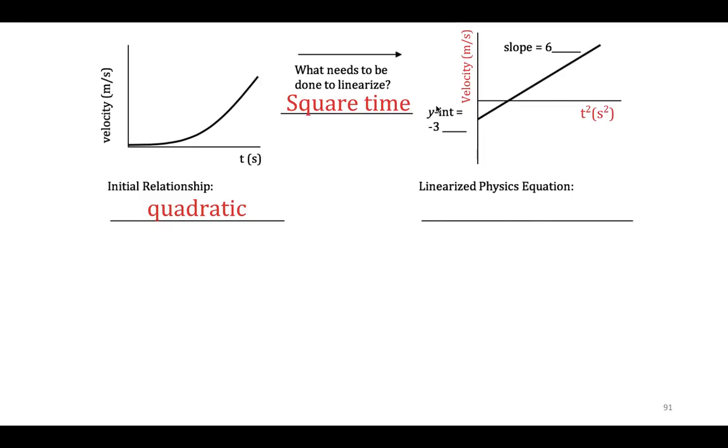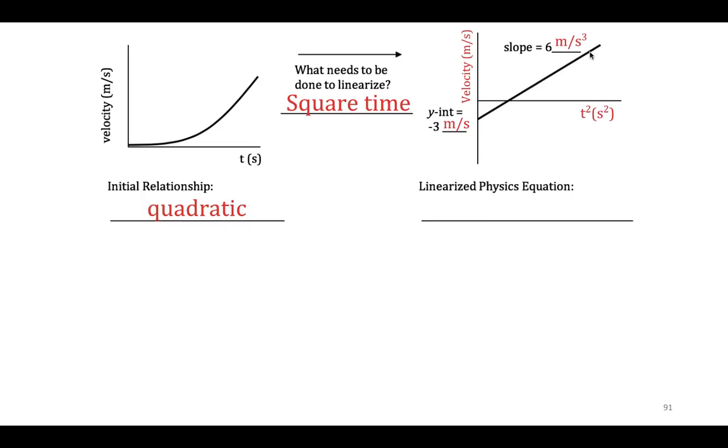So now we want to fill in the units for the y-intercept and the slope. If the y-intercept is -3, it's going to have units of meters per second, right? The same units that match my y-axis. Slope units are going to be rise units divided by run. So meters per second divided by seconds squared is meters per second cubed. If you don't believe me, write out the fraction: meters over seconds times 1 over seconds squared, so you get meters per second cubed.